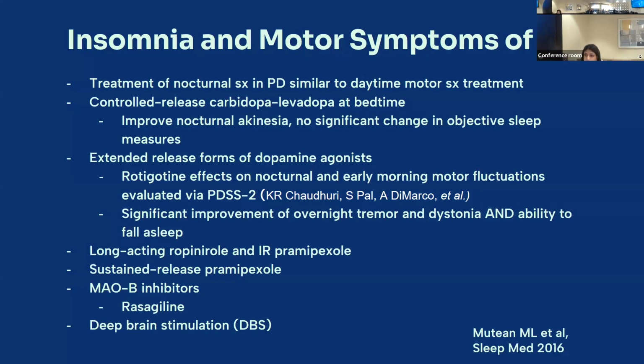Long-acting ropinirole and immediate release pramipexole. Sustained release pramipexole has demonstrated benefit on sleep compared to the immediate release form. In a trial I saw, there was a 6.8 point difference in the mean PDSS score at 18 weeks, and that trended towards being significant. The MAO-B inhibitor rasagiline was also evaluated by the PDSS. It was shown to improve nocturnal tremor and restlessness, and patients reported improved ability to fall asleep and reduction of nocturnal awakenings when they use this as adjunctive therapy, not by itself.